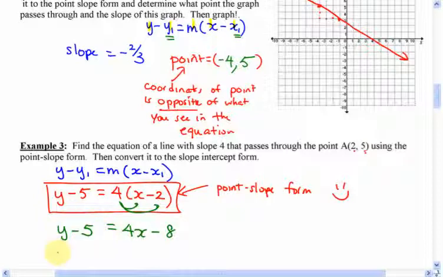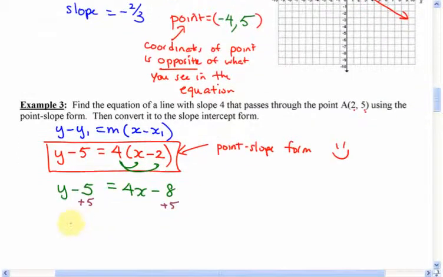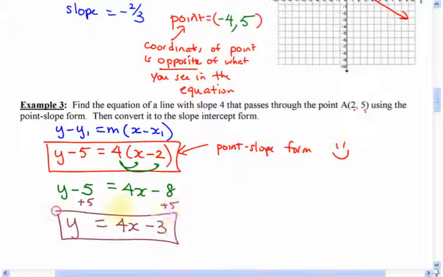Almost there. Slope-intercept form is y equals mx plus b. I don't want the 5, so get rid of the 5. Add 5 to both sides. -8 plus 5. You owe me $8. Your mom gives you 5. You give that 5 to me. How much do you still owe me? -3. Good. So once again, this is now the slope-intercept form.